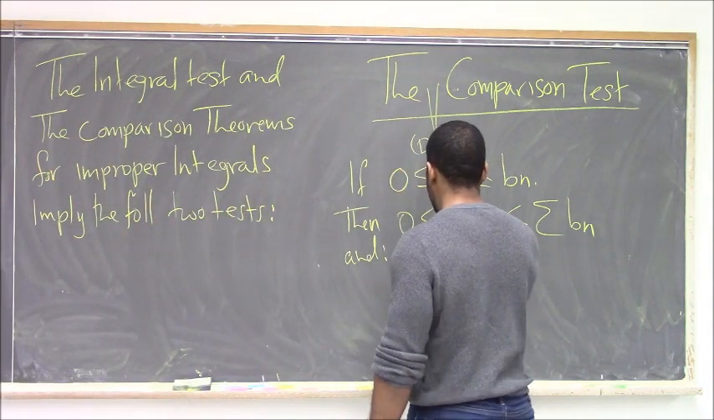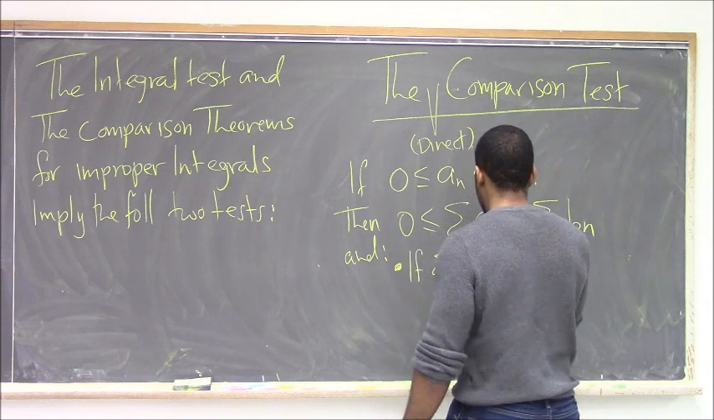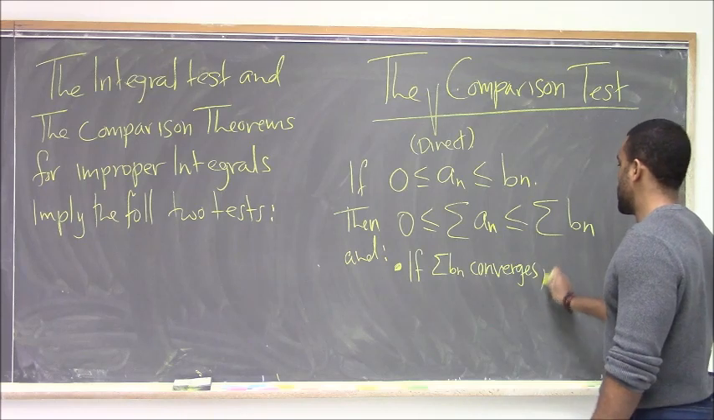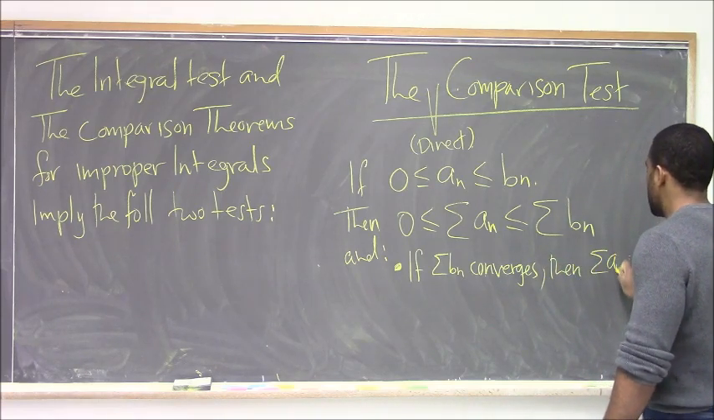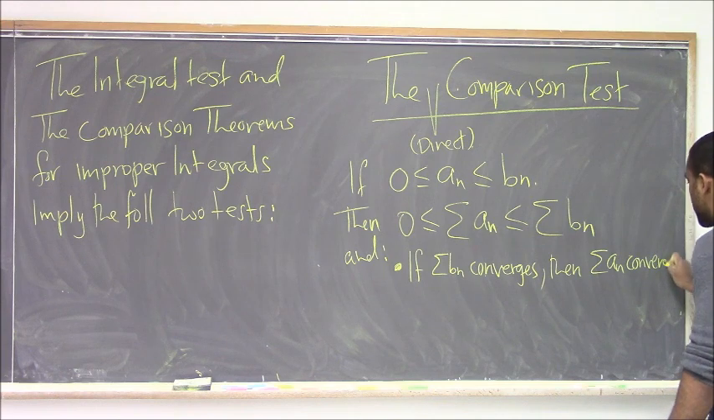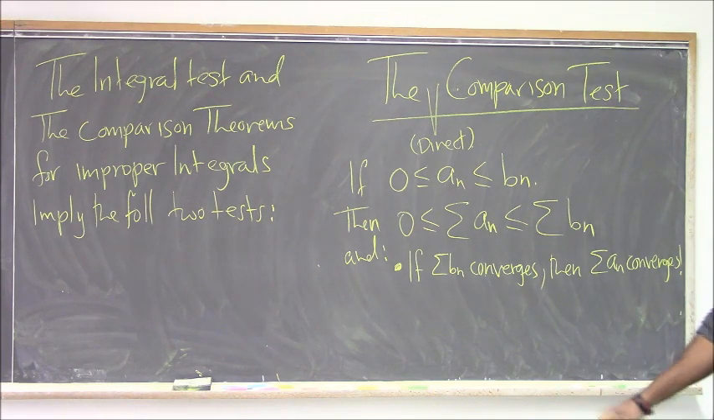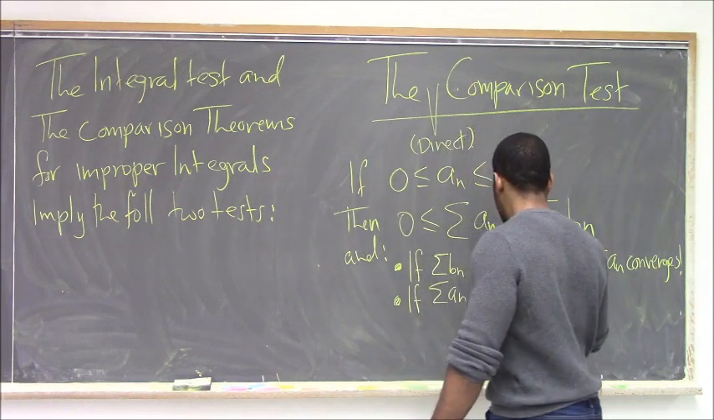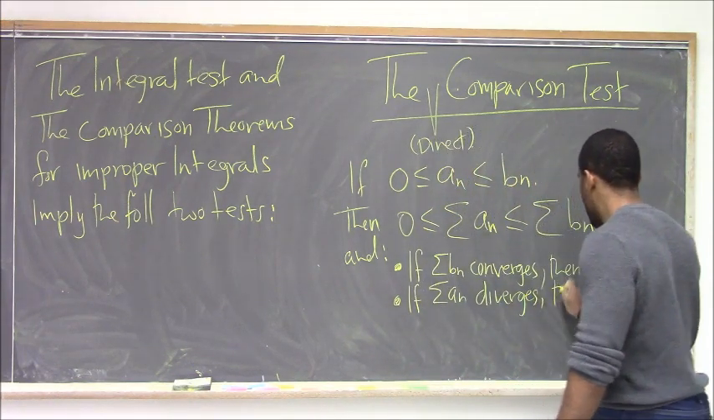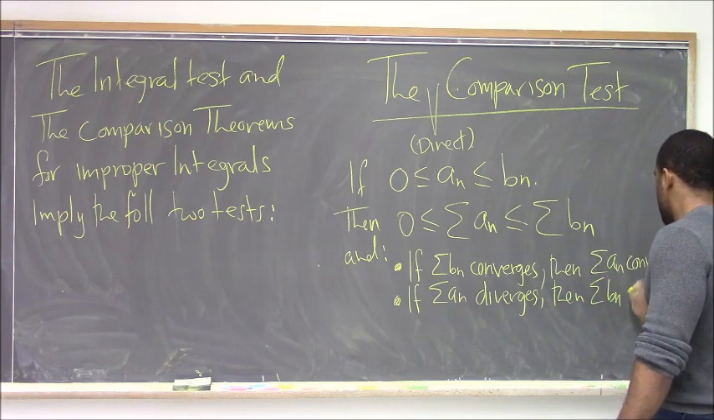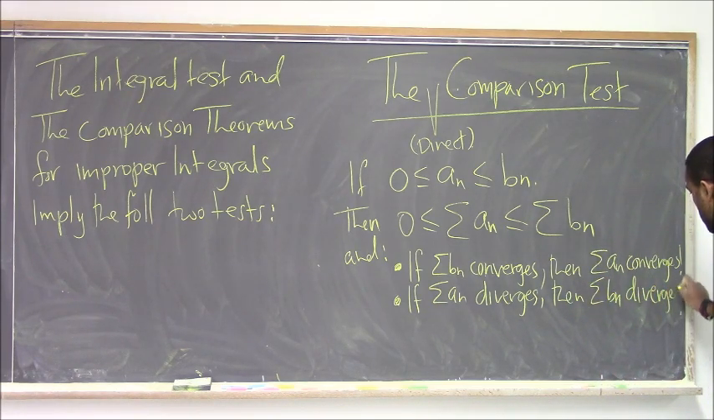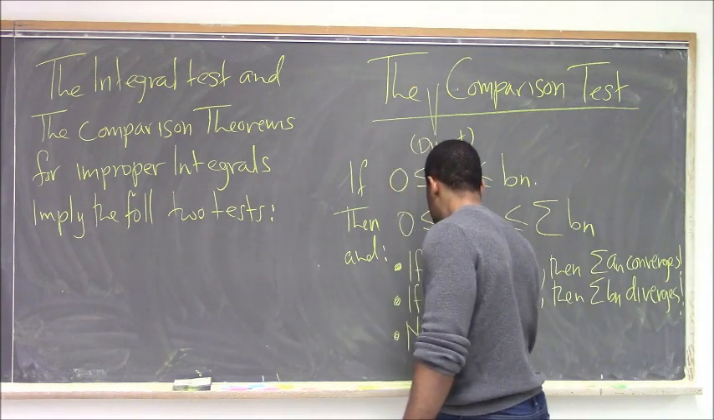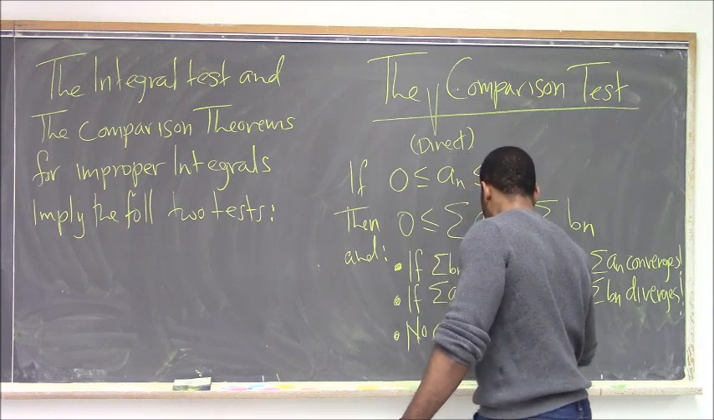Namely, if Bn converges, then An converges. And if An diverges, then Bn diverges. And no conclusion in other scenarios.